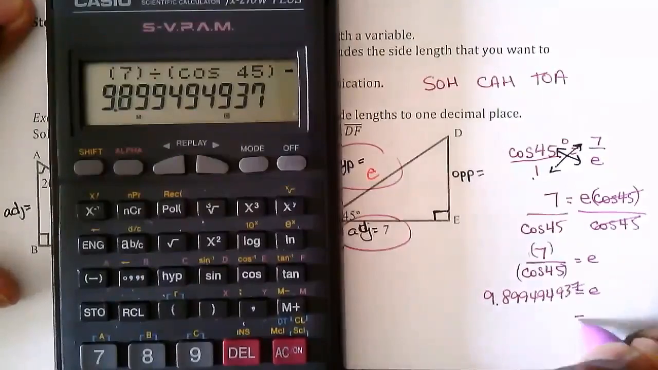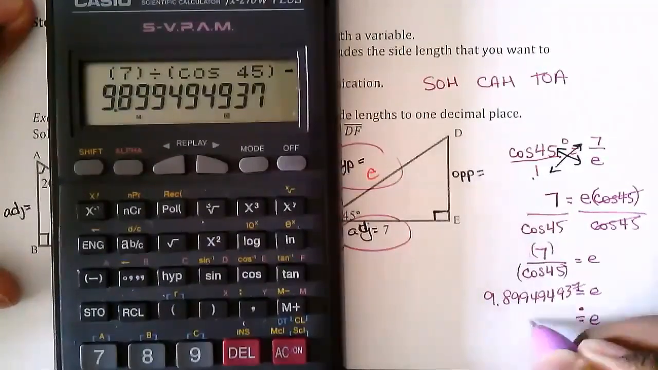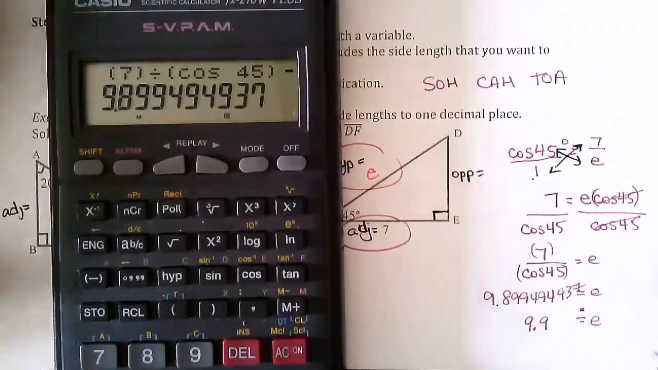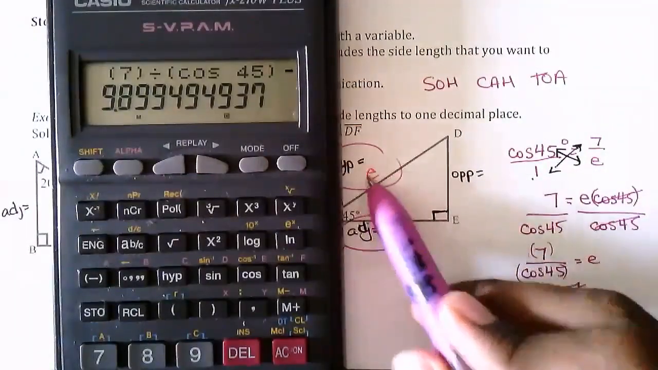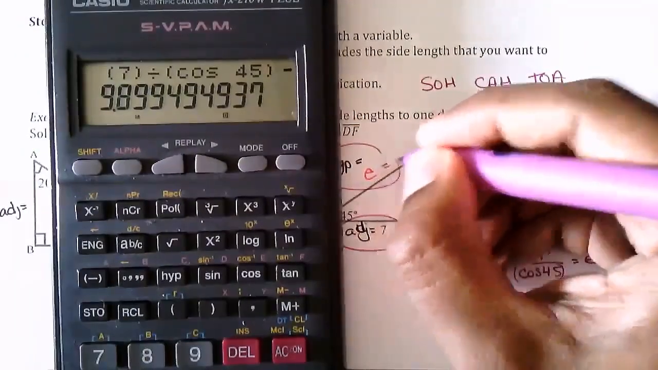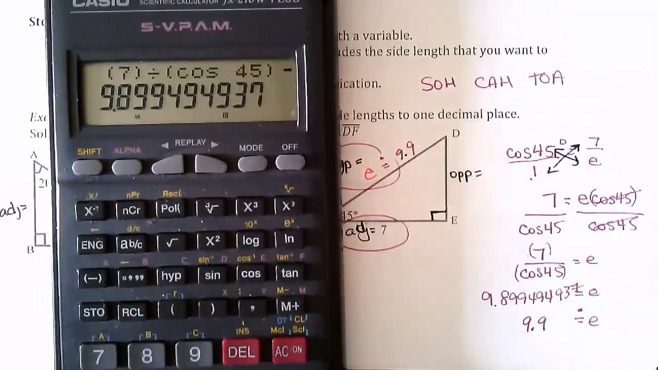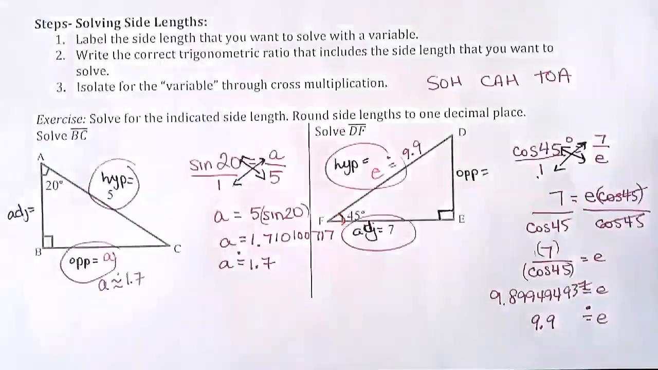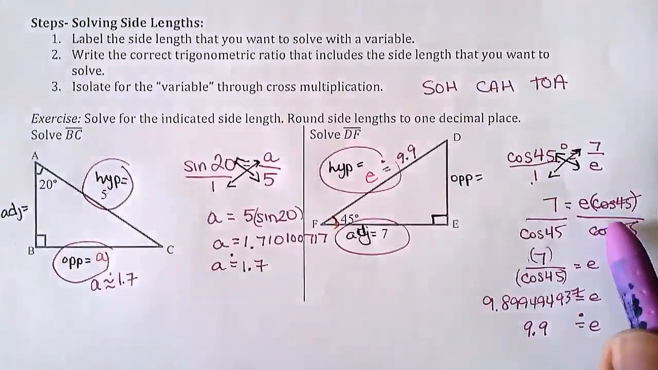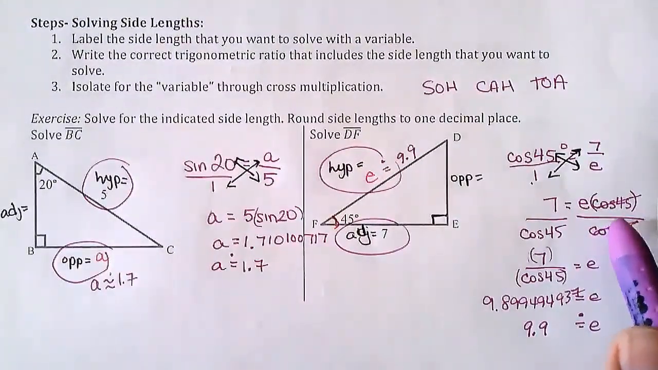9.899494937. Again, I want one decimal place, so that's 9.9. So the side length here of e is actually about 9.9 units.